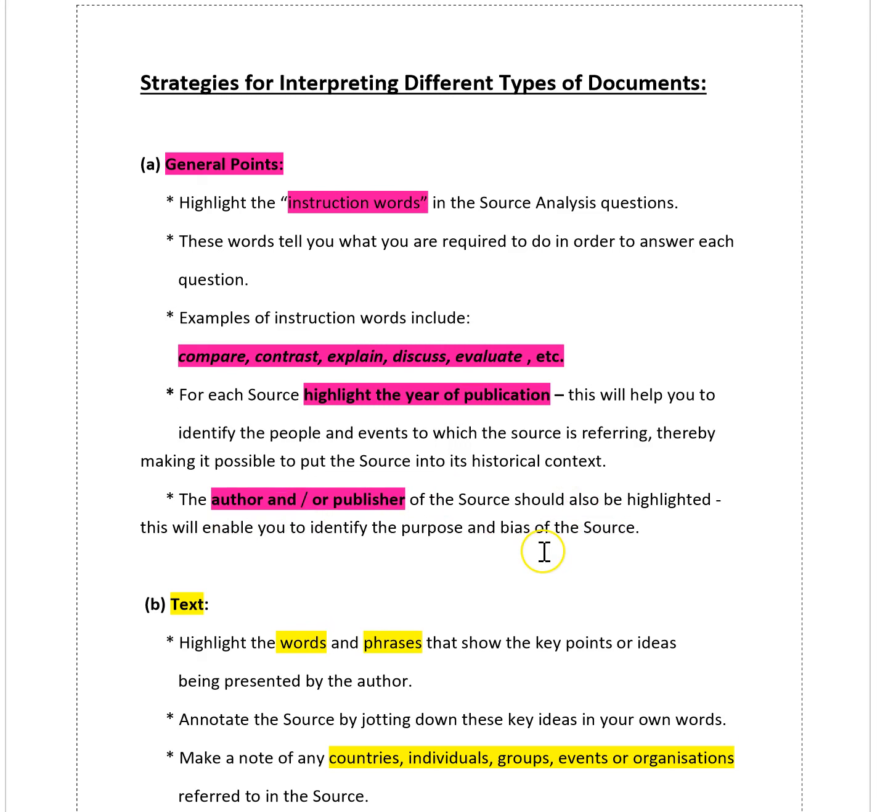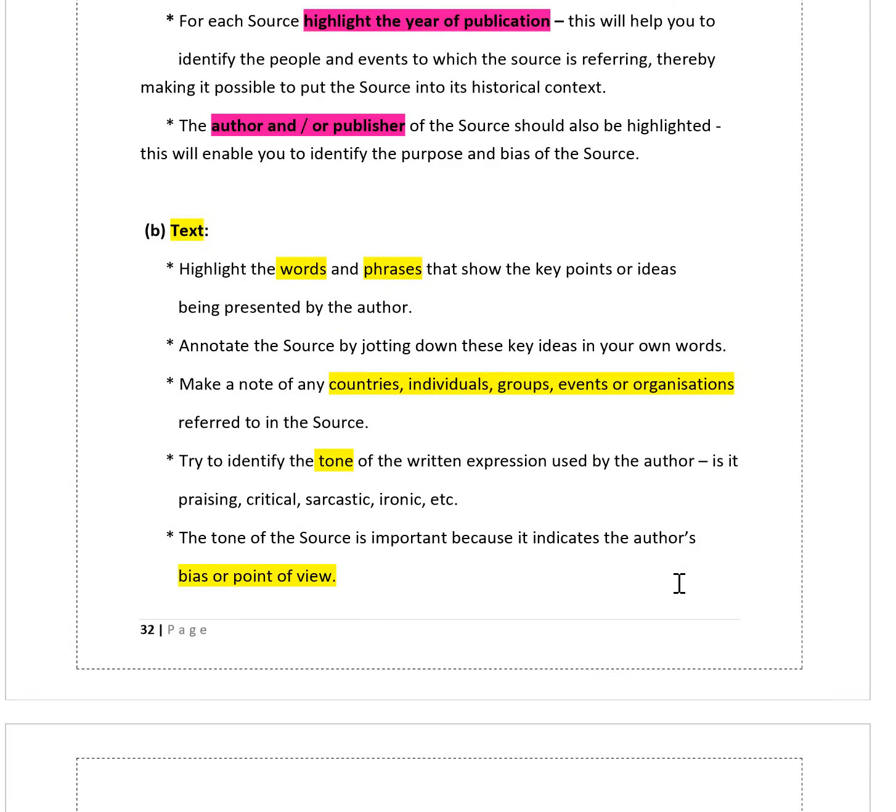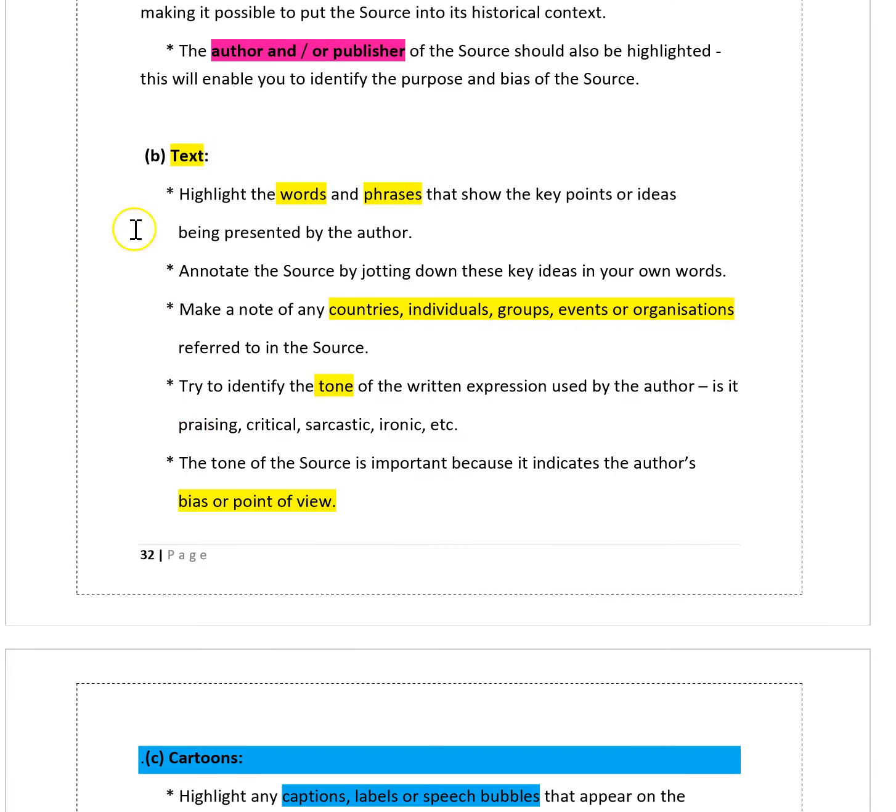The author and the publisher of the source should also be highlighted. So when you're having a read through, pay attention to these things. Then with your annotating, highlight the words and phrases that show the key points and ideas being presented by the author. That way you're getting that ready for that end question. And you can then write that around the source. So you write that first off so you don't forget it for later. You're doing a lot of your thinking out on the page, which is such a good idea.